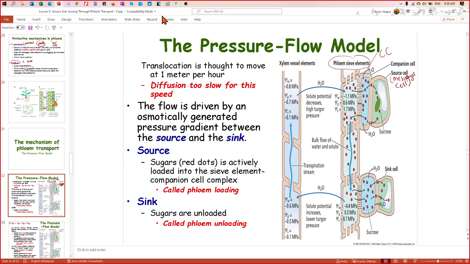Okay. One way the journey from the source is accomplished is through the pressure flow model. Okay, this is not your regular osmosis or diffusion, because that is too slow. So what happens is, when your mesophyll cell produces the sugar, the sucrose, this will go to the companion cells. Okay. So in these companion cells, all the red dots are the sucrose, okay? Red dots.